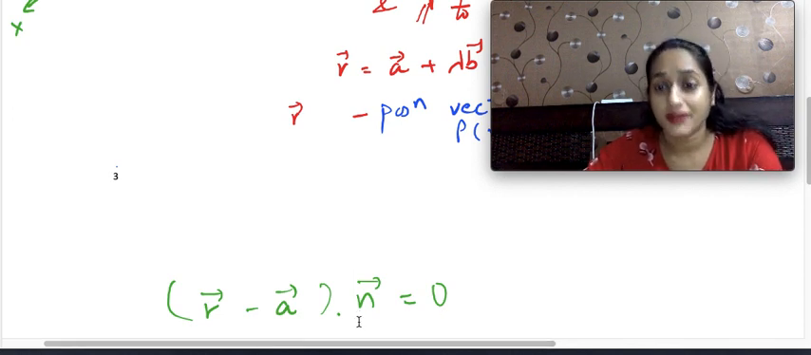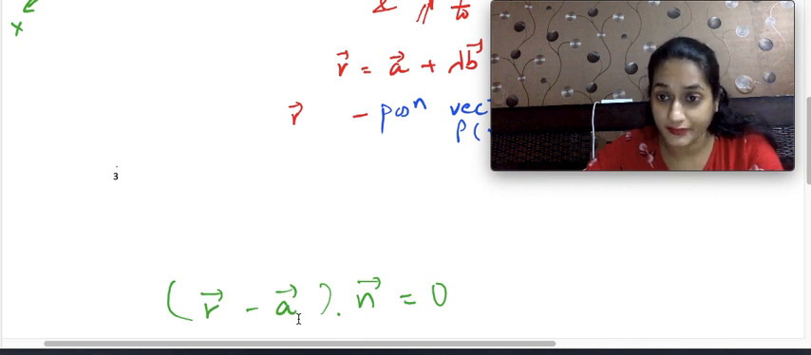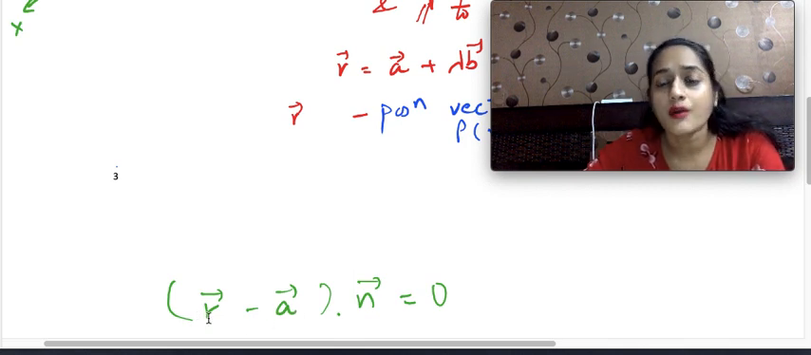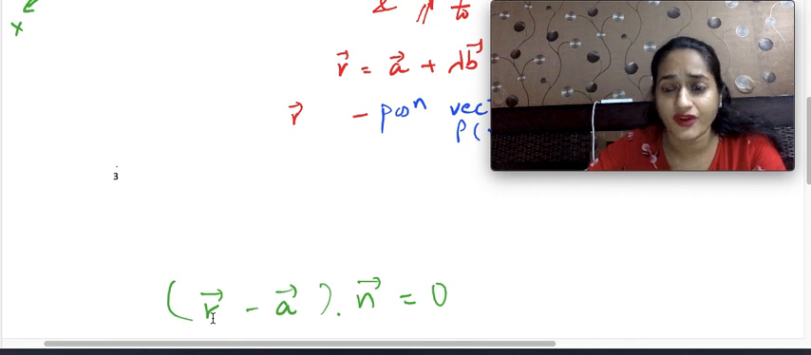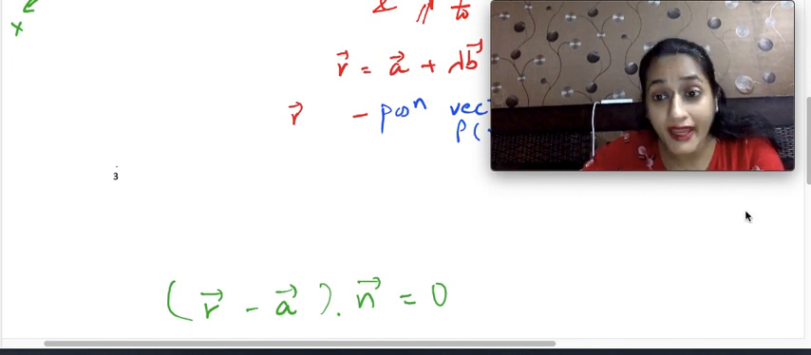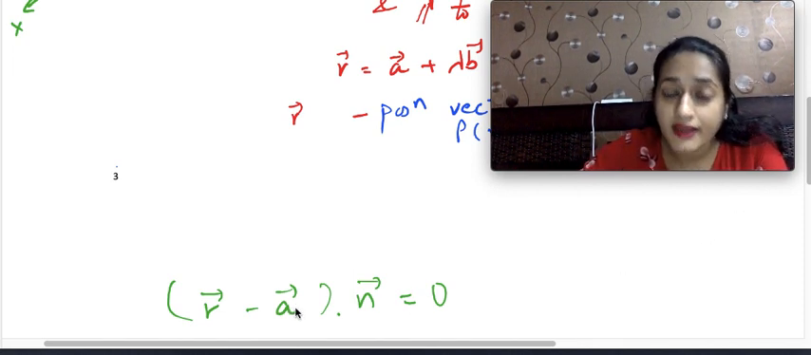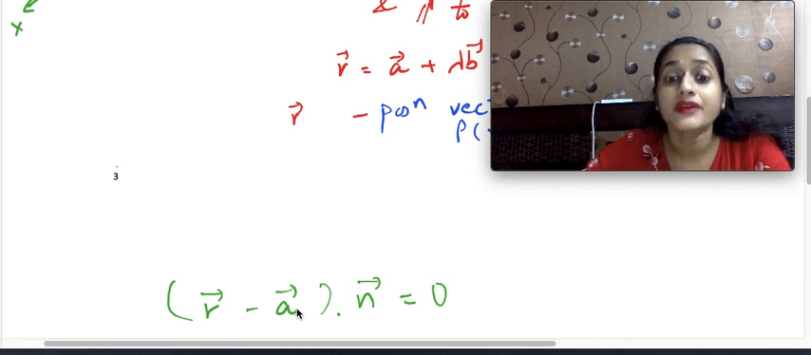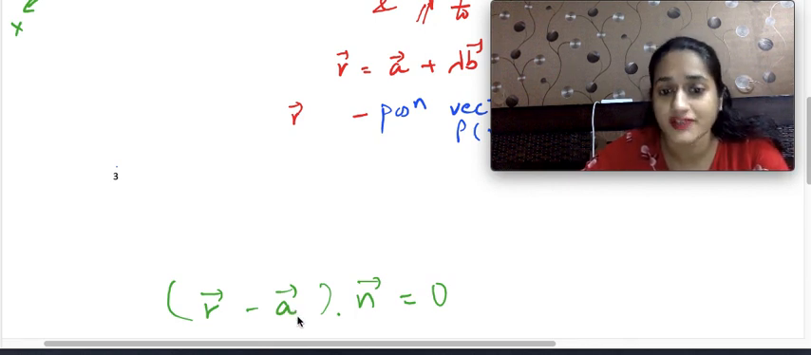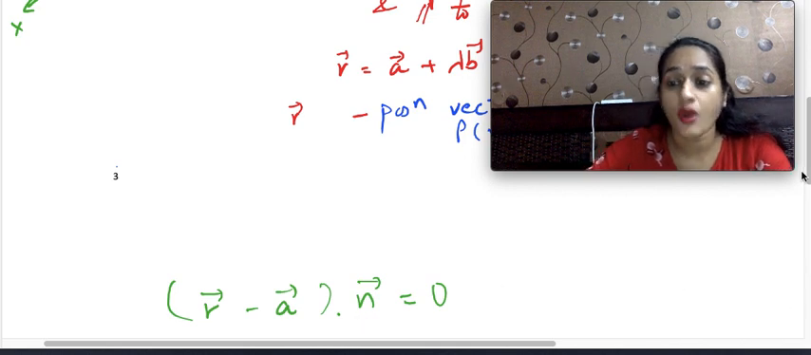n vector is the normal vector. a vector is the passing point. r vector represents the position of an arbitrary point. So r minus a dot n vector. Yes, you can write in the comment box, this is the equation of the plane, where a is the position vector of the point which lies on the plane, and n is the normal vector.